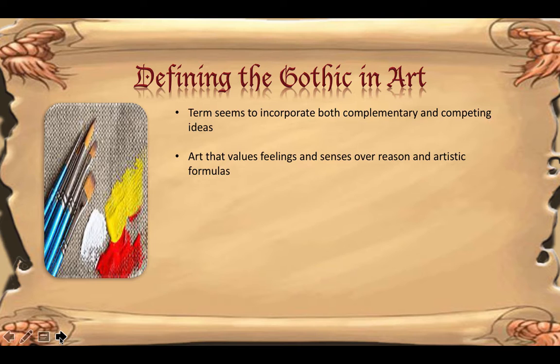Stevens says that the best approach is probably to think of Gothic art as art that represents valuing feelings and senses instead of reason, or any kind of strict artistic formula that would dictate style and approach. Artistically, the Gothic was seen in art, architecture, and landscaping before it was seen in literature, Stevens tells us.